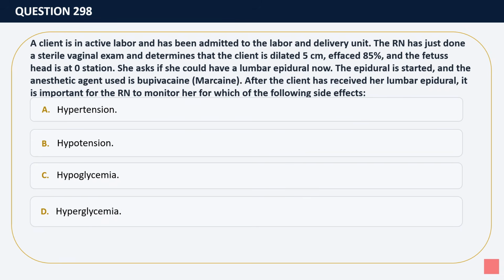Question 298. A client is in active labor and has been admitted to the labor and delivery unit. The RN has just done a sterile vaginal exam and determines that the client is dilated 5 cm, effaced 85%, and the fetus head is at 0 station. She asks if she could have a lumbar epidural now. The epidural is started, and the anesthetic agent used is bupivacaine, Marcaine. After the client has received her lumbar epidural, it is important for the RN to monitor her for which of the following side effects: A. Hypertension. B. Hypotension. C. Hypoglycemia. D. Hyperglycemia.